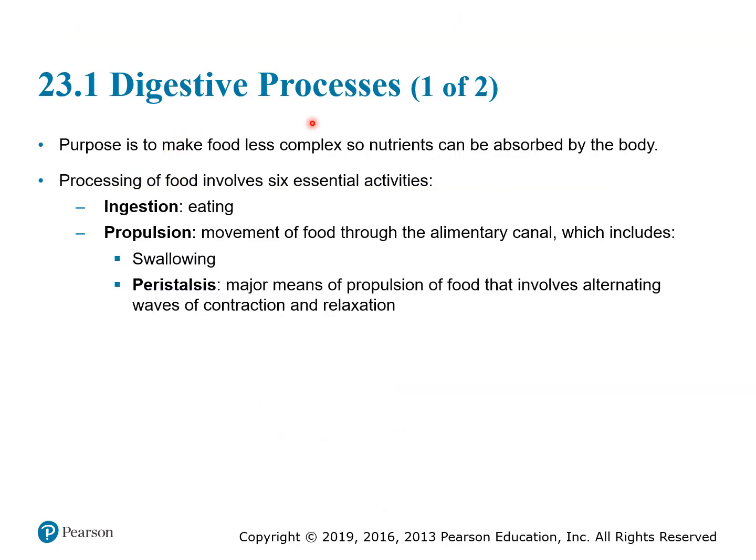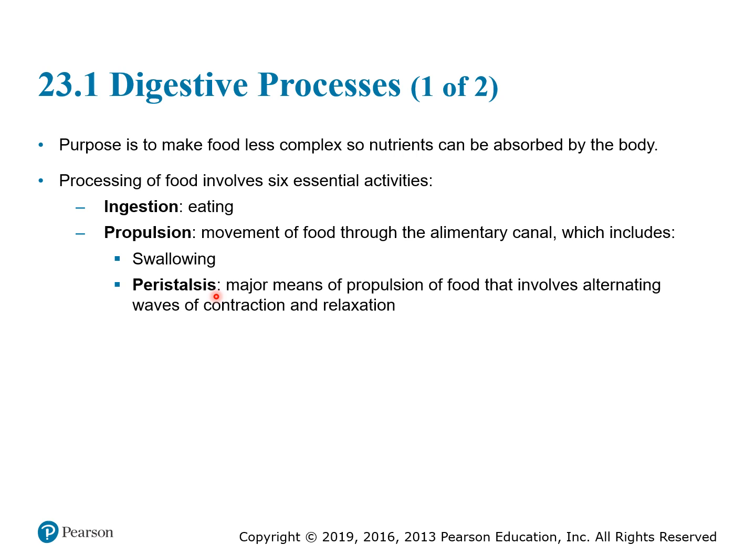The digestive process makes the food less complex, so nutrients can be absorbed by the body. And processing of the food involves six activities. First of all is ingestion, right? I put food in my mouth, eating. And then there is propulsion. For propulsion, there will be two movements. Propulsion means the movement of food through the alimentary canal, which includes swallowing, which is voluntary.